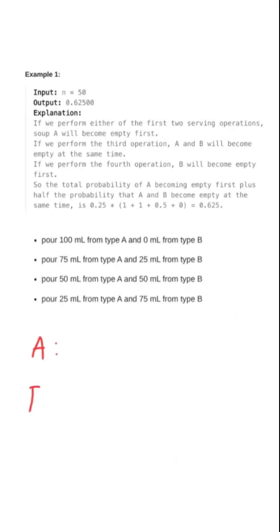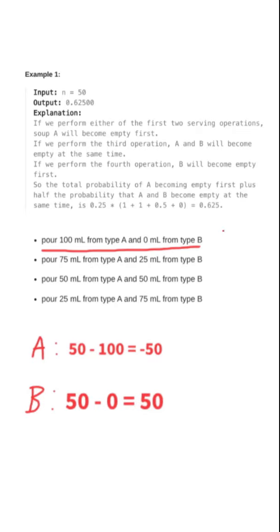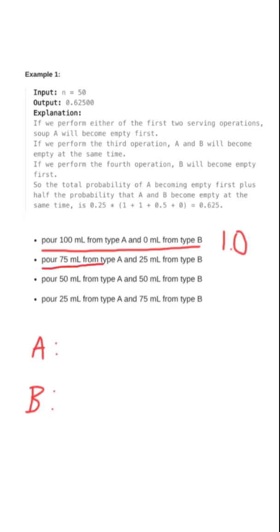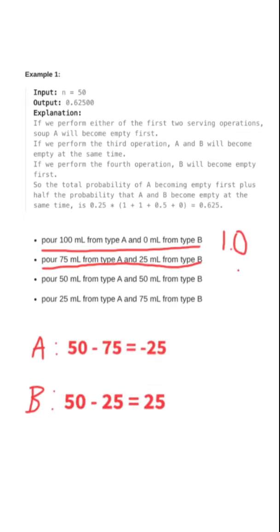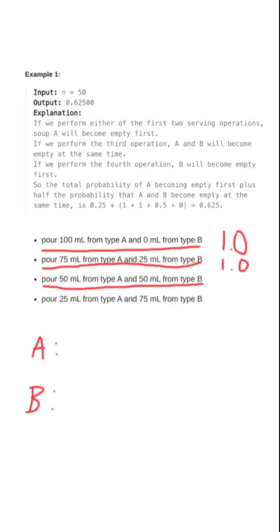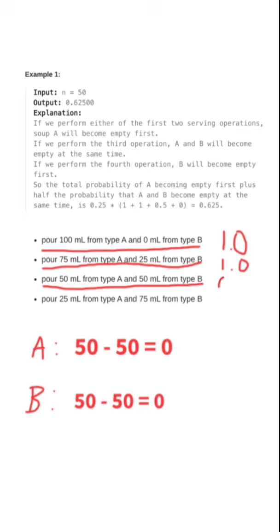Let's say we have 50 milliliters of each soup, and now let's remember our four options. In either of the first two options, if we pour 100 milliliters or 75 milliliters of A, then that's more than 50, so we're definitely going to run out of soup A before soup B, so there's a 100% chance in each of those two cases. In option 3, we pour 50 milliliters from A and 50 milliliters from B, so both soups run out at the same time, so we take half that probability, so 100% chance divided by 2 is 50%.